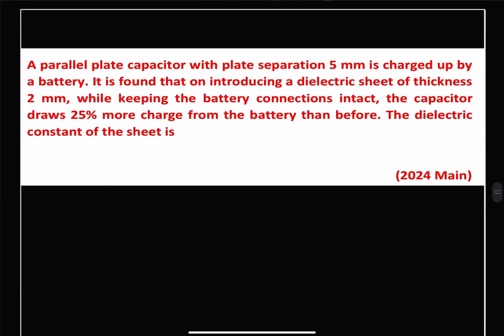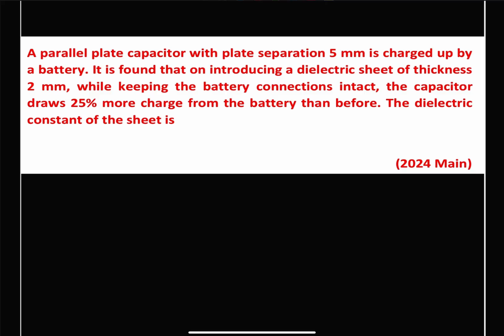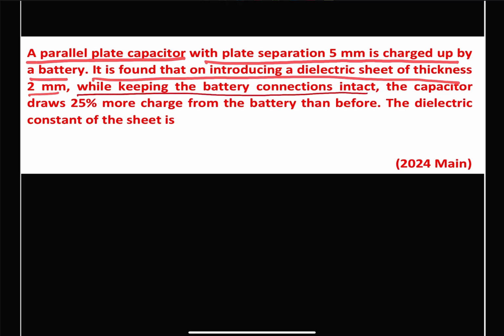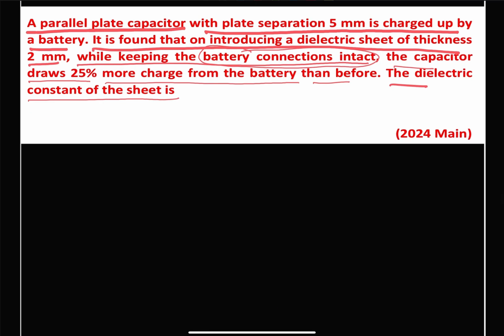It says that a parallel plate capacitor with plate separation 5 mm is charged up by a battery. It is found that introducing a dielectric sheet of thickness 2 mm while keeping the battery connection intact, the capacitor draws 25% more charge from the battery than before. The dielectric constant of the sheet is. So here dielectric is introduced, but battery is kept intact. Battery is not removed. Okay. So it means the supply voltage to the battery is going to remain constant. And it says that the capacitor draws more charge, that is 25% more.